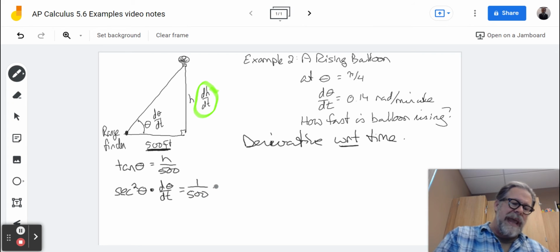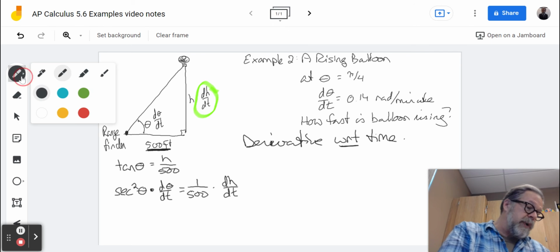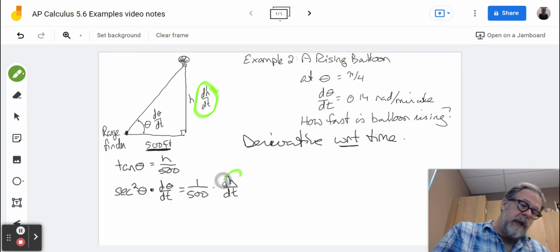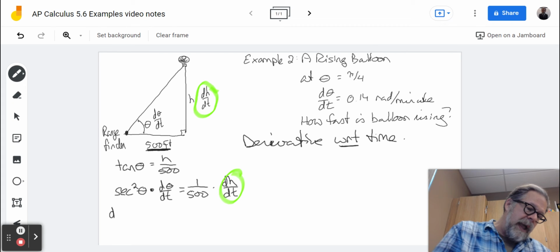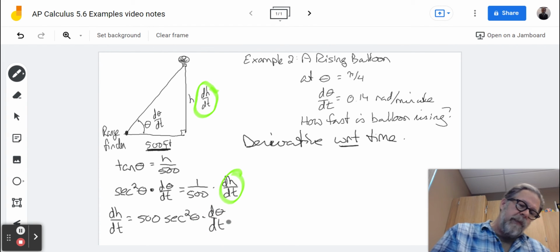And the derivative of h is dh dt with respect to time. Here's what we're trying to find right there, dh dt. So let's solve for dh dt. I'm going to multiply both sides by 500, and I have the rate of change of the height with respect to time is equal to 500 times secant squared of the angle times the rate of change of the angle.